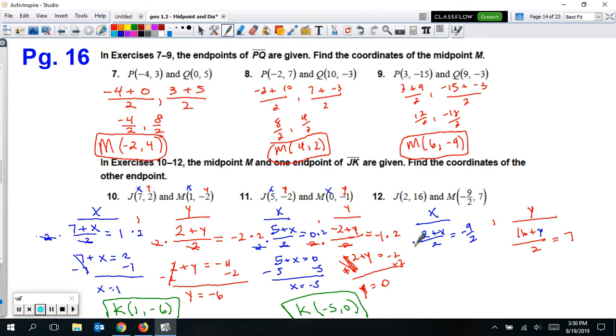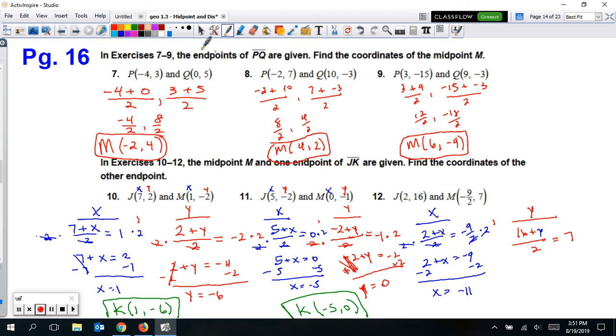So multiply both sides by 2. So times by 2 there, and that cancels our 2's out on this one. Leaves us with a 2 plus x. It also cancels the 2's out on this one, leaving it with negative 9. And then we just got to subtract a 2 from both sides. So that gives us an x of negative 11.